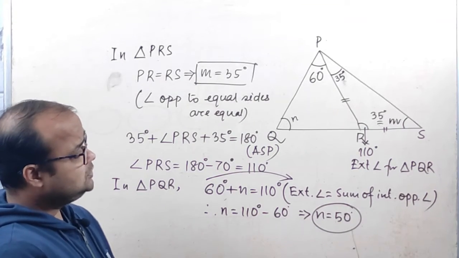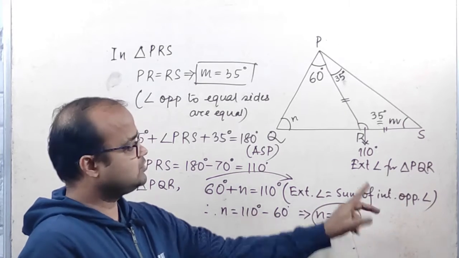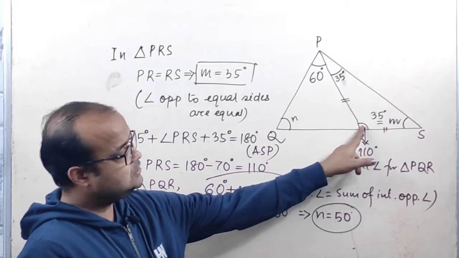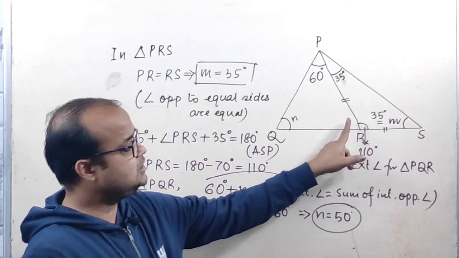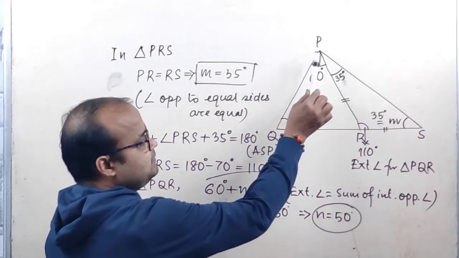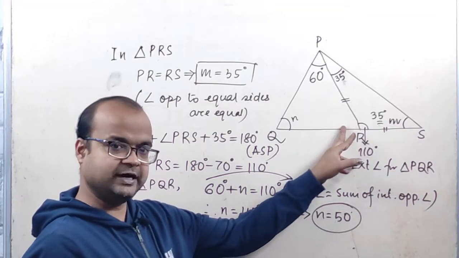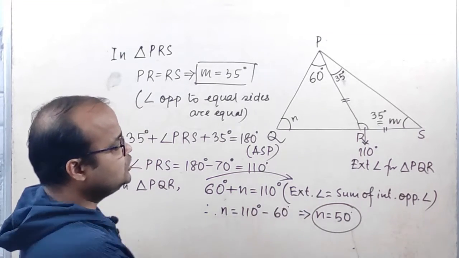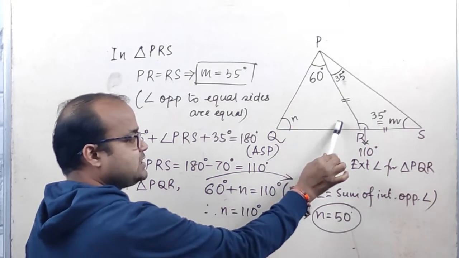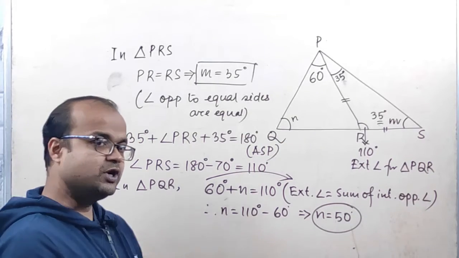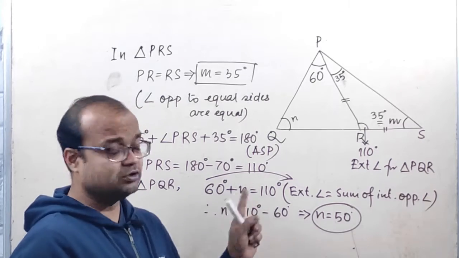Clear? Now this can be solved in another way also. This angle is 110. So if sum of these two angles is equal to 180 degree, then angle PRQ equals to 180 minus 110, that is 70 degree. So now you can apply the angle sum property: 60 plus 70 plus N equals to 180 degree. So in this way also you can solve this problem.